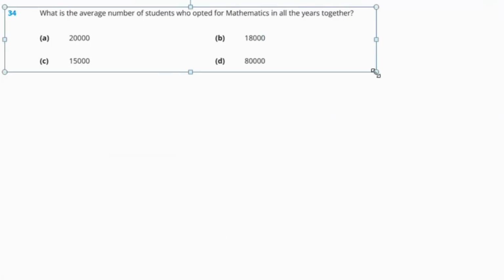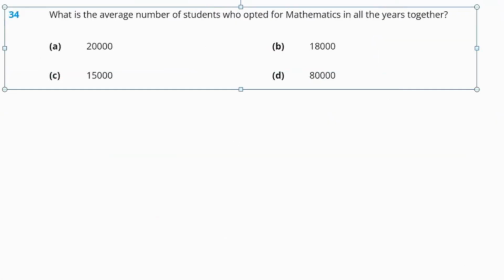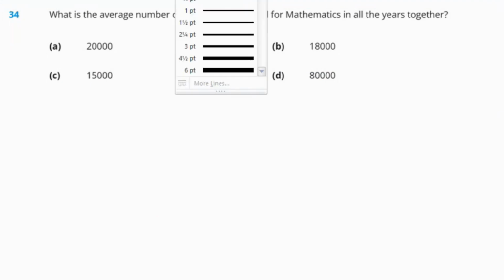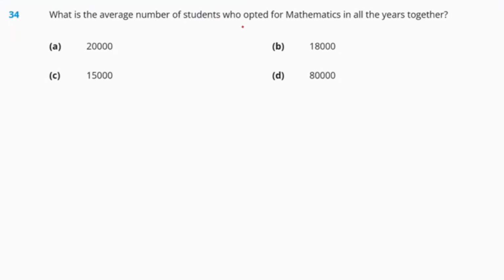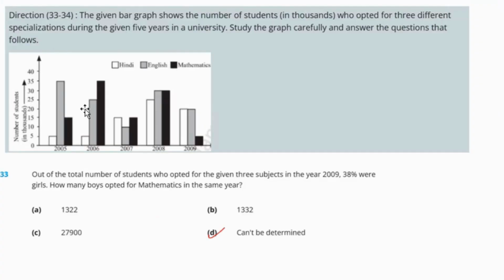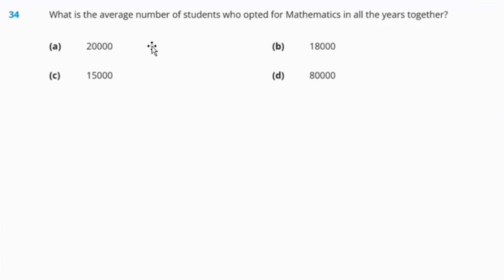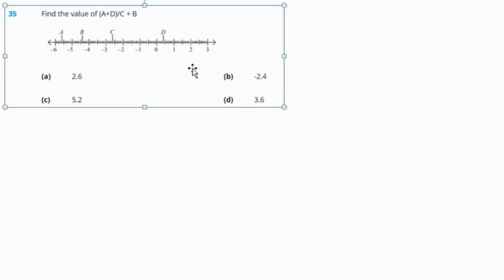What is the average number of the students who opted for the mathematics in all the years together? Okay, so if we are going to figure out all the numbers, average number of the students who opted for the mathematics, so that will be what, we need to add all of them together. Okay, we need to find their sum together, and after finding their sum, we need to divide by how many are present over there. So if we are going to do that, we will be getting our answer as 20,000. Option A, 20,000, we are going to get as our answer. Now the next.